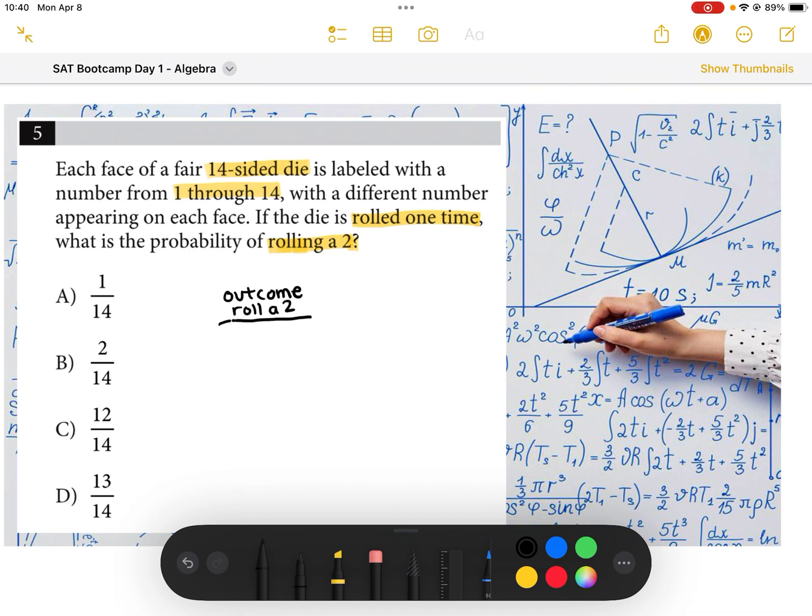And then this is going to be out of the total outcomes. So how many possible outcomes could we have here? On our 14-sided die, we have one side that is going to be a 2. And this is a 14-sided die, so there are 14 different outcomes, numbers 1 through 14. So our probability here is going to be 1 out of 14. So A will be our solution.